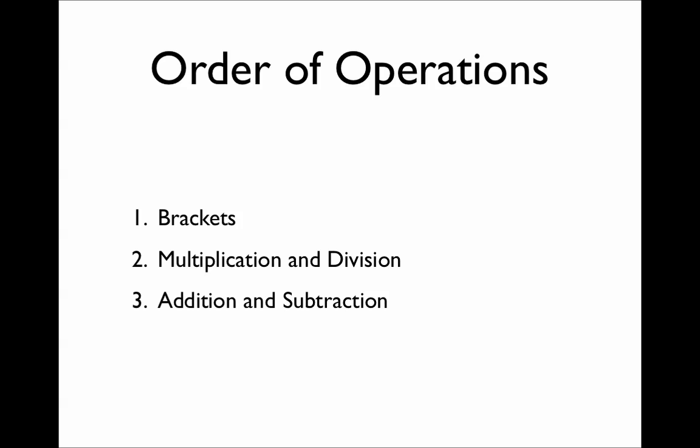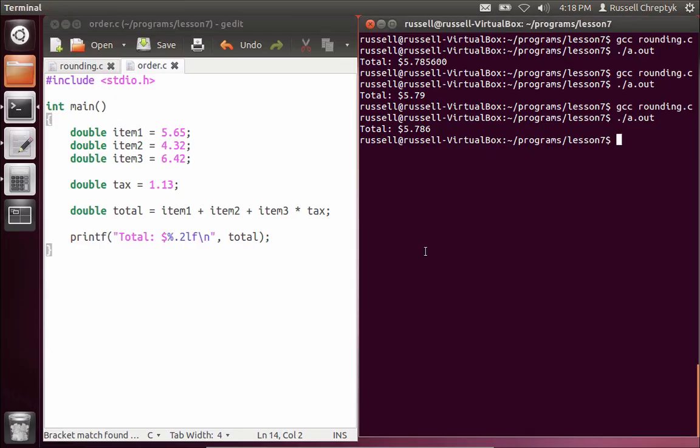Order of operations, you know, when you're working in math, you do certain operations first, and you work with brackets first, then you do multiplication and division, and then finally you do addition and subtraction. When C is evaluating your expressions, it follows these same rules. So it can have some interesting consequences if you are not careful. Here is a program that totals 3 different items and calculates the tax for those items. So it adds the 3 items and then adds the tax, or at least that's how it should be.